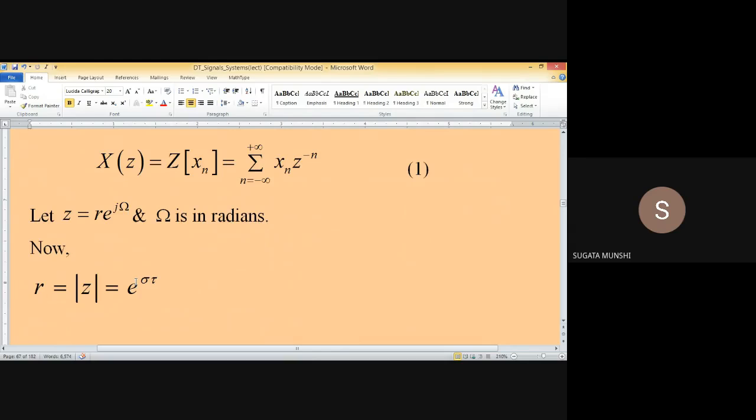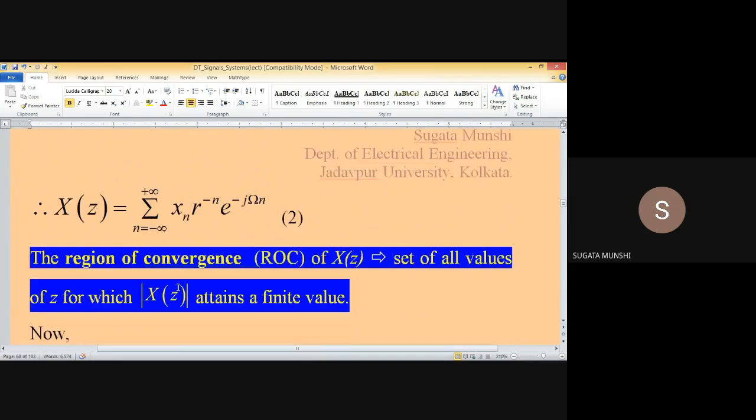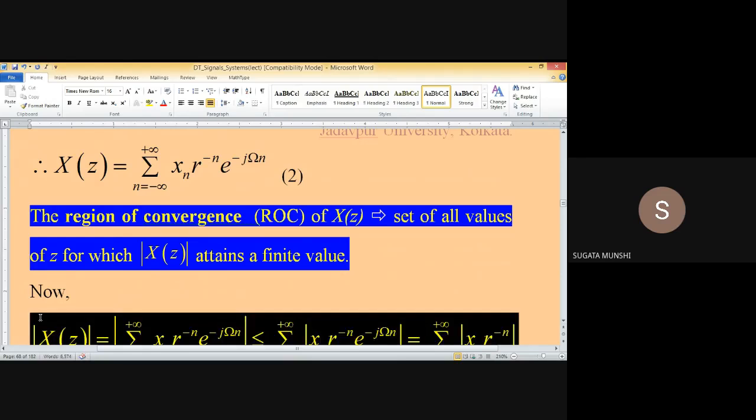Now that summation representing the bilateral Z transform, you can split it up into two parts. What are those parts? Let us see. First of all, the region of convergence of X(z), I have redefined it: the set of all values of z for which the magnitude of the transform attains a finite value. That means X(z) exists.